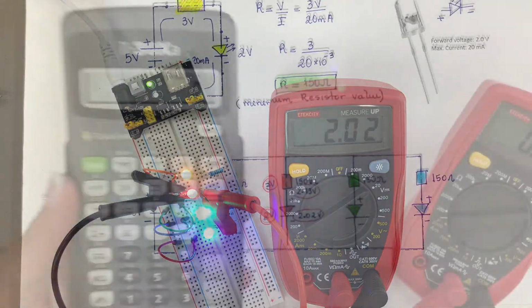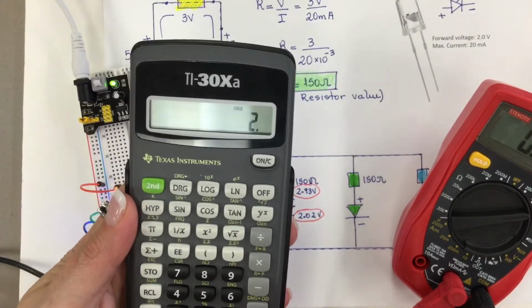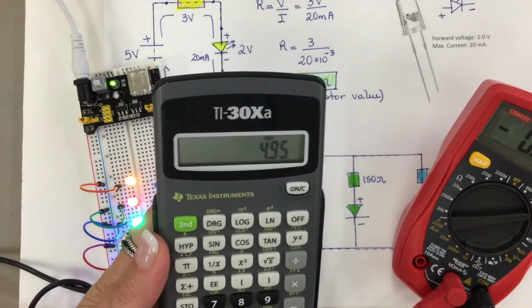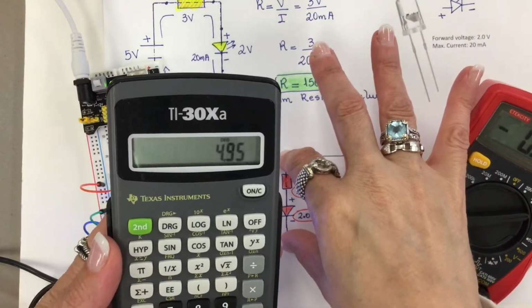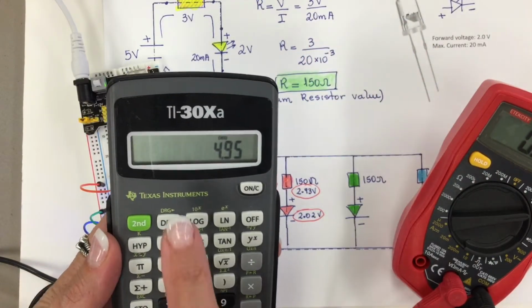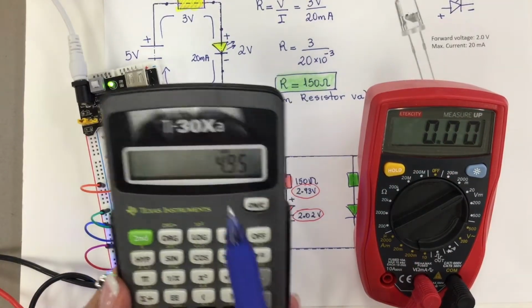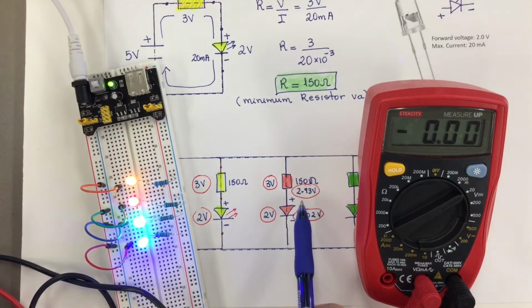2.02. So 2.93 plus 2.02 is 4.95. So on this branch, I should have 5 volts. That's close enough. Now, one question that you might ask: why is it not exactly 5? Why is it not exactly 3 or exactly 2?